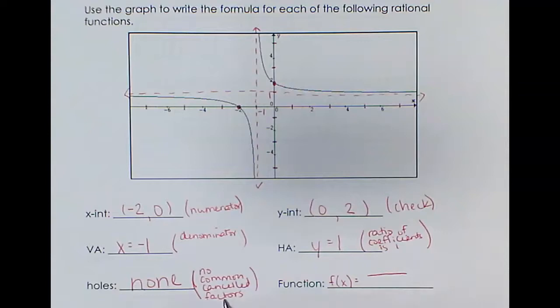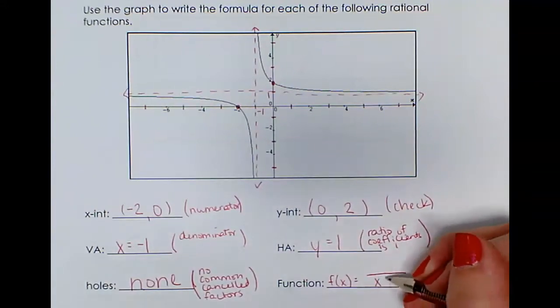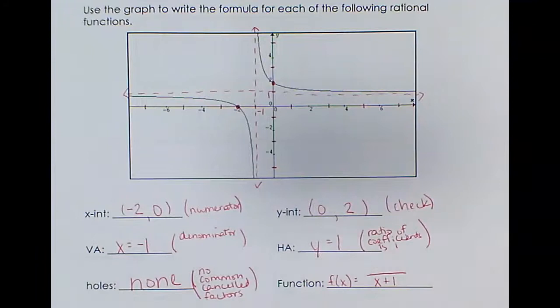So we have no common canceled factors on the top and the bottom. The ratio of the coefficients in the front is 1. The denominator comes from x equals -1. Well, if x equals -1, then the factor would be x plus 1, because -1 plus 1 would be 0. That's where the vertical asymptote is.